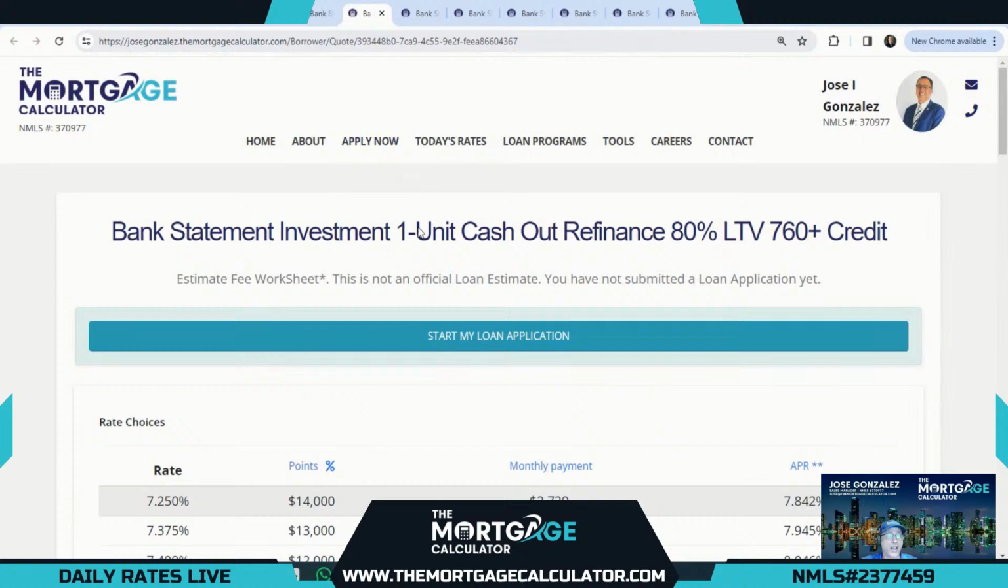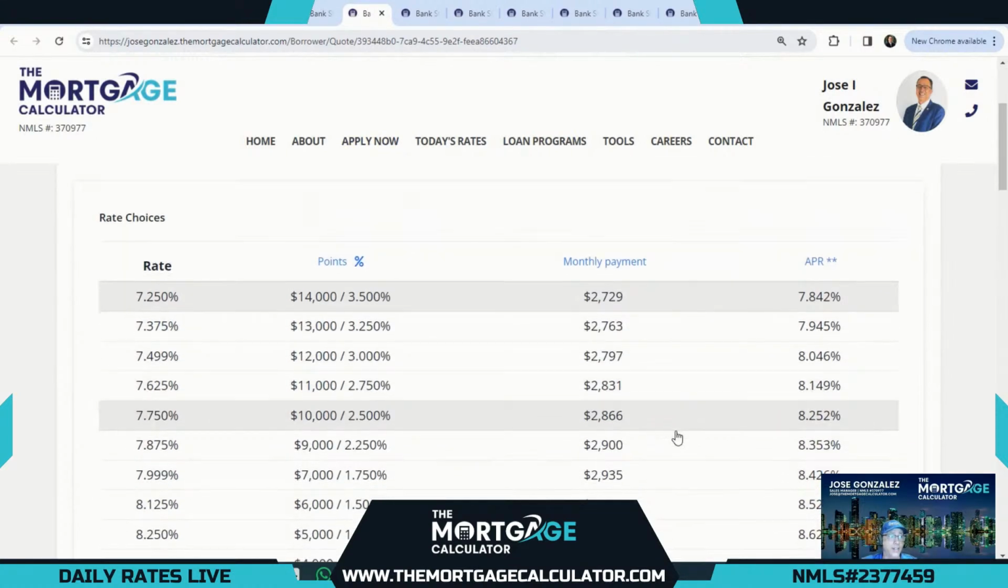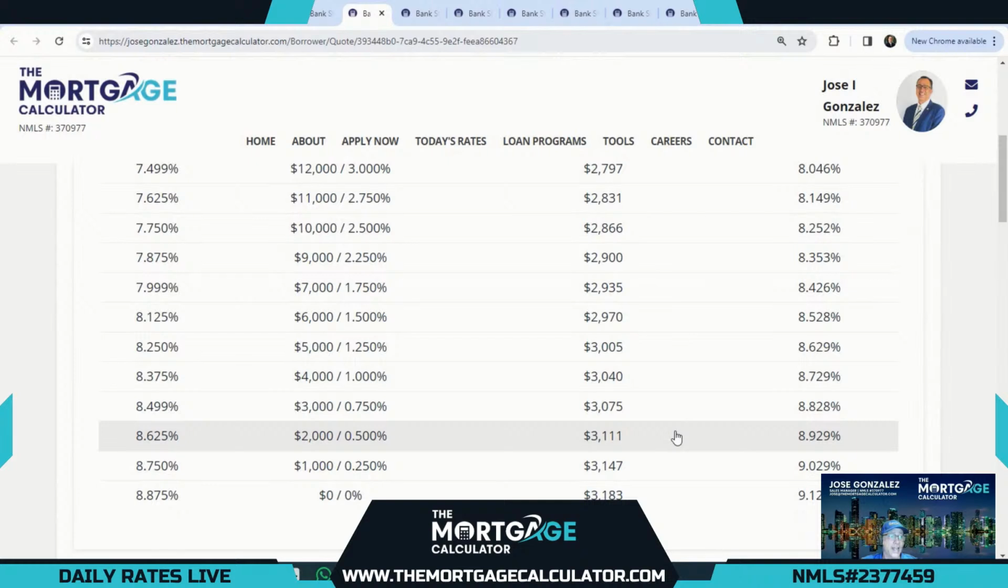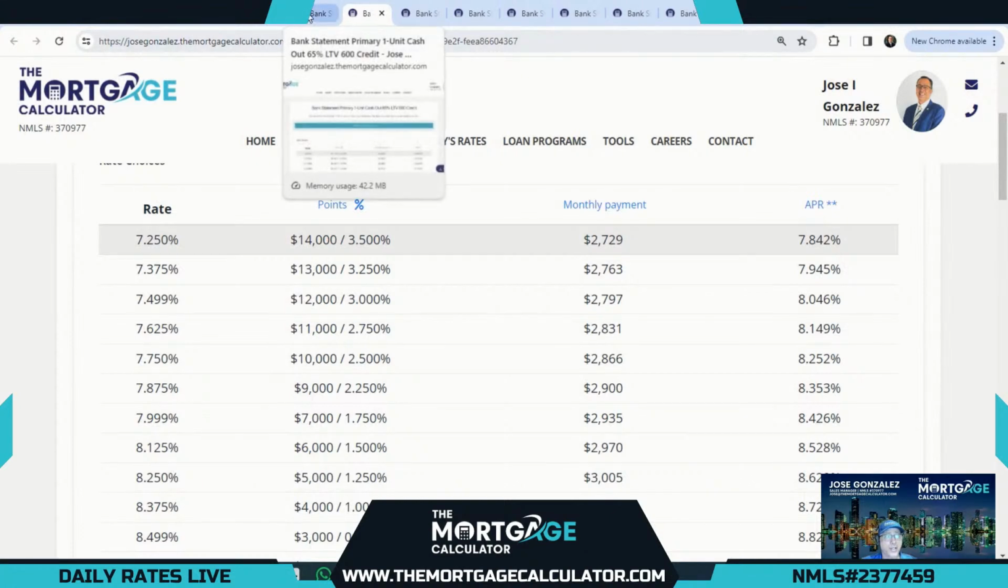And now our investment cash out is 80% LTV. We're looking at 8.875 as our lowest cost option at par. You can buy that down to 7.25%.